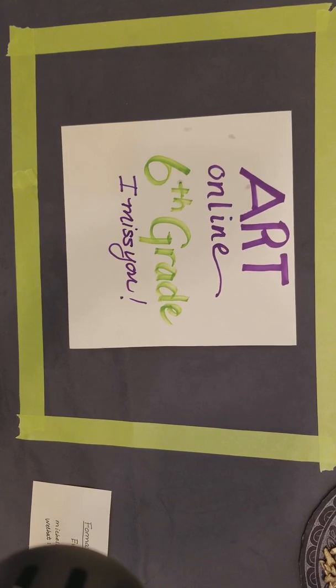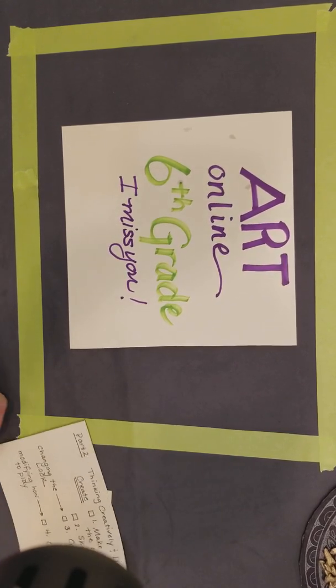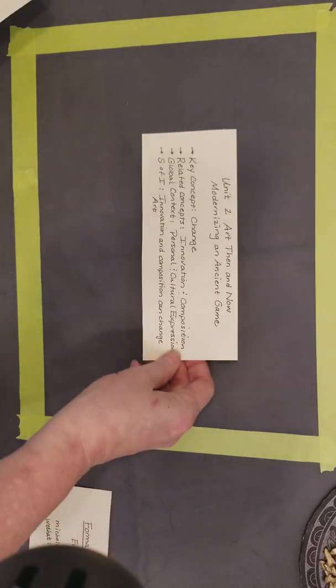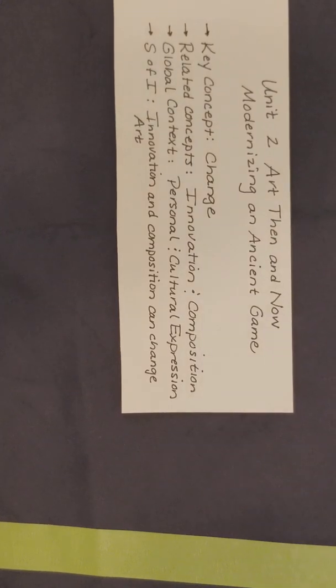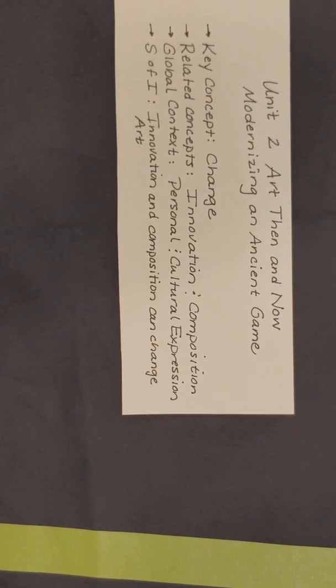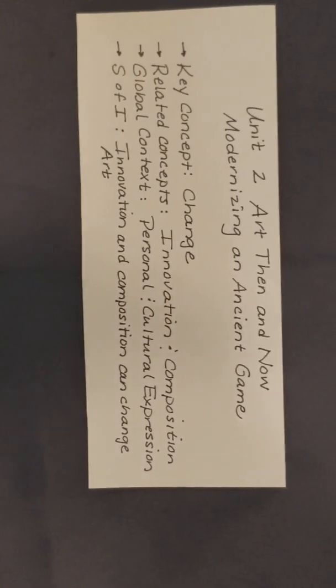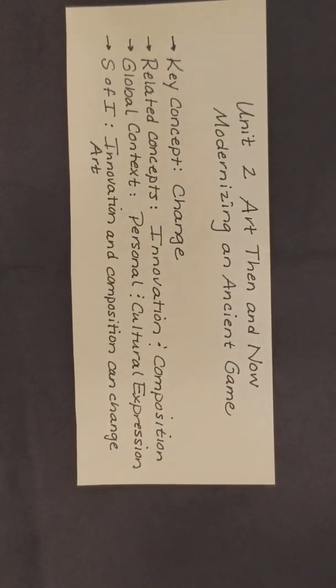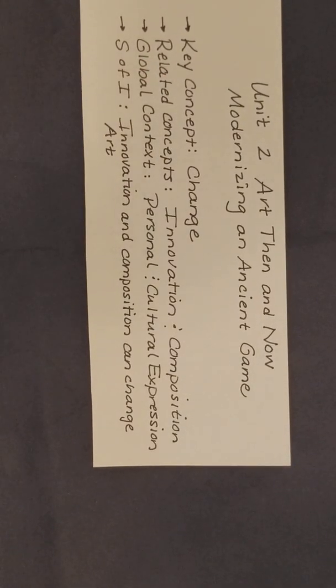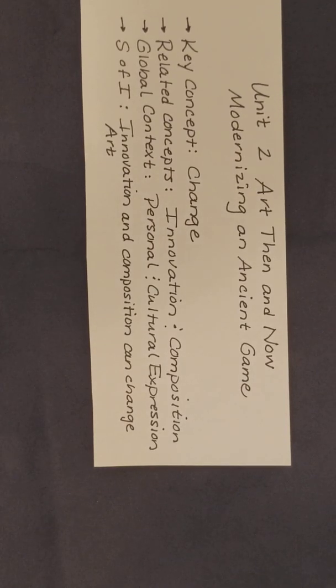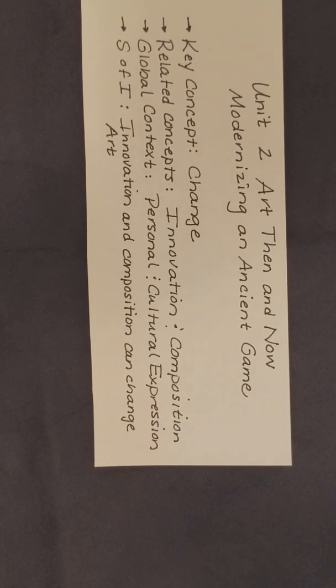I wanted to go back and review what we were doing, and get a refresher about what our project is right now. We're modernizing a game. It's our Unit 2. Our key concept is change. Our related concepts are innovation and composition. Our global context is personal and cultural expression. And our statement of inquiry is innovation and composition can change art.